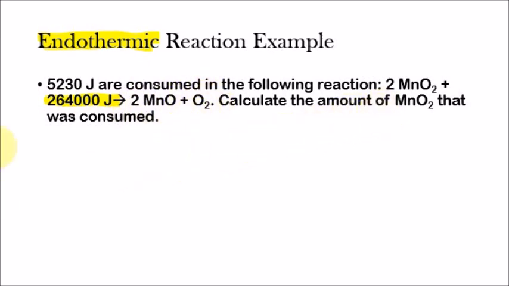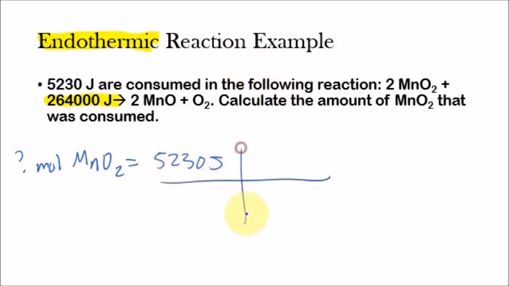Now let's set up our dimensional analysis. So we're looking for the amount of MnO2 which is consumed. Amount, that's kind of vague. Let's go ahead and just say moles, because it doesn't actually specify if you want it in mass or if you just want it in moles. Let's go ahead and assume it's moles. Okay, and then what we're given is that 5,230 joules was consumed.